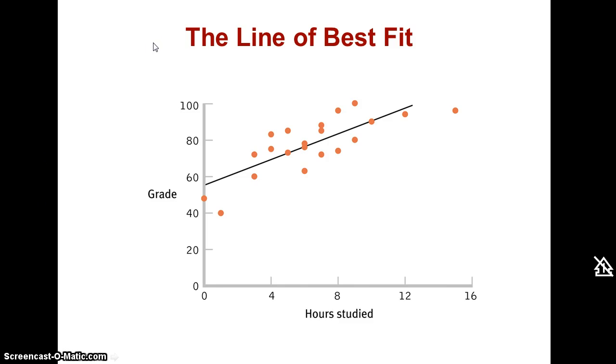So here's an example, again, that same scatter plot that we had before, and you can see we've now put that line of best fit into the data, and it reduces how far those data plots are from the line, generally speaking.